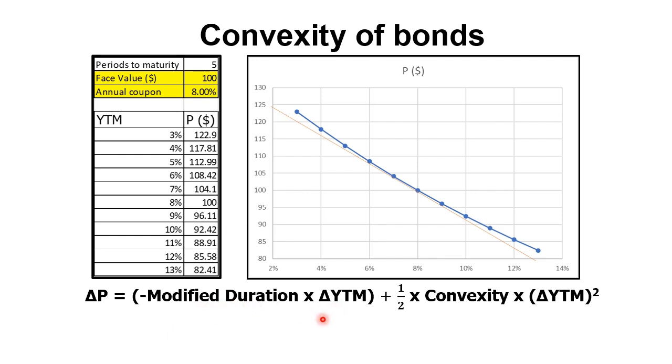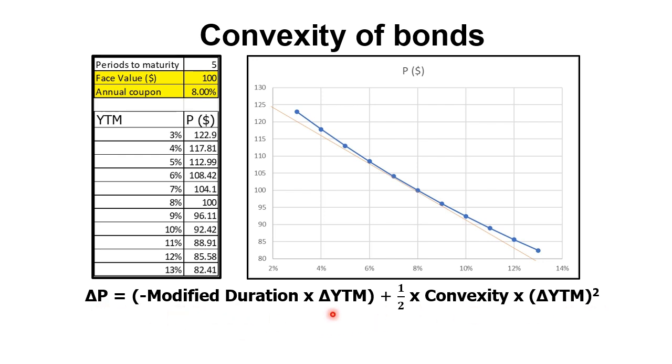Note that the modified duration orange line is just an approximation drawn to show the difference between the actual price change and that predicted by the modified duration. The difference is this area and this area. The actual change in bond price can be predicted using the previously discussed formula.